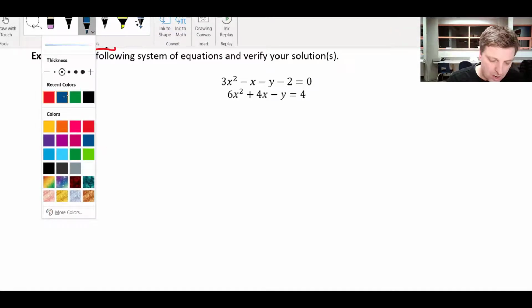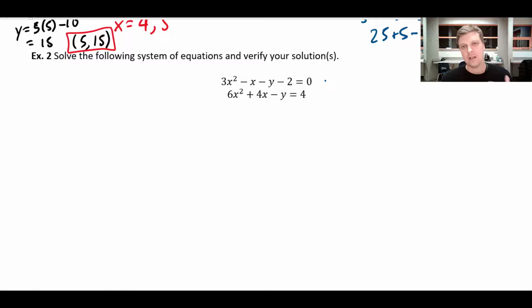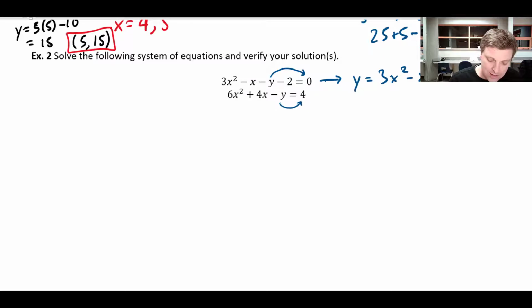I've got some more complicated equations here. And what I'm going to do is solve both of them in terms of y. So I'm going to isolate y for both of these equations and just see what I get. So this first equation here, if I just kick y over to the other side of the equation, I could write this as y is equal to 3x squared minus x minus 2. And if I do the same thing in this case here, I'm going to kick this y over to the other side, and then I'm going to bring this 4 over to the other side. I can see that this turns into y is equal to 6x squared plus 4x minus 4.